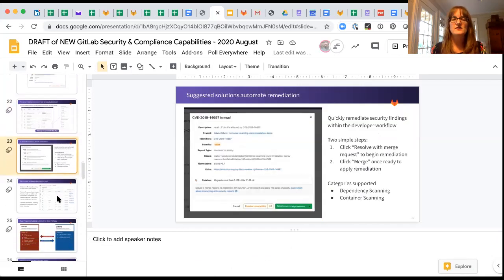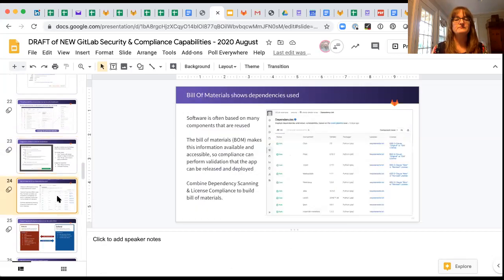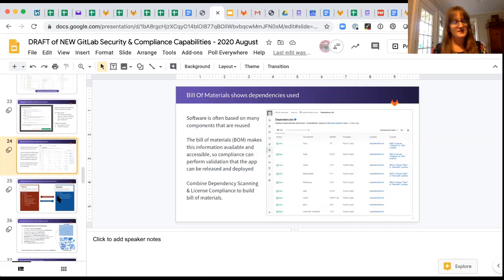We have suggested solutions for dependencies and for containers. And what that means is sometimes those things can be fixed by patching, pulling down a more recent library. And so we help make that easy for them to do. Bill of materials. This is useful if we just had a 0 day on some dependency and I need to know where all that is used. My bill of materials is going to show me where that dependency might be used.